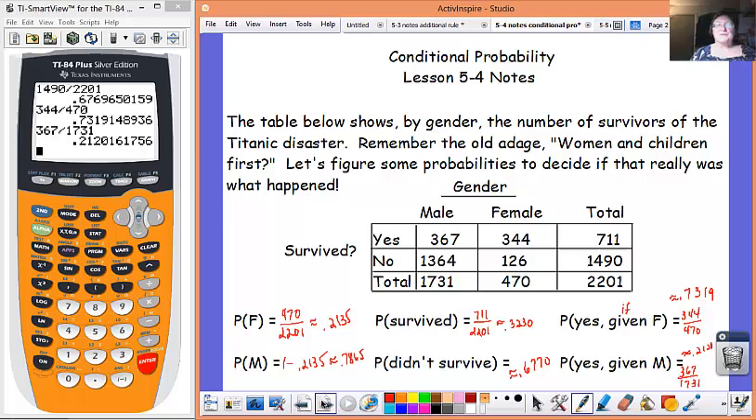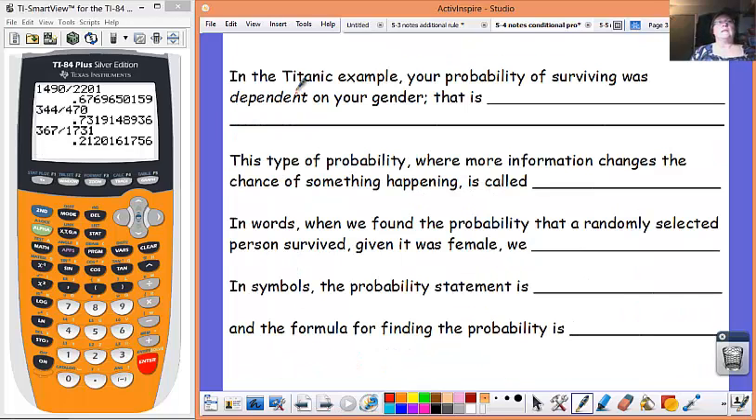Okay. But our discussion today is about the conditional probabilities, and you'll notice that we used the same procedure. It's just that when we were using this given terminology, we just weren't selecting from everybody anymore. We were only selecting from a specific group. And in the Titanic example that we just looked at, your probability of surviving was dependent, folks. It depended on your gender. That is, you had a better chance of surviving if you were a female. So they really did do women and children first.